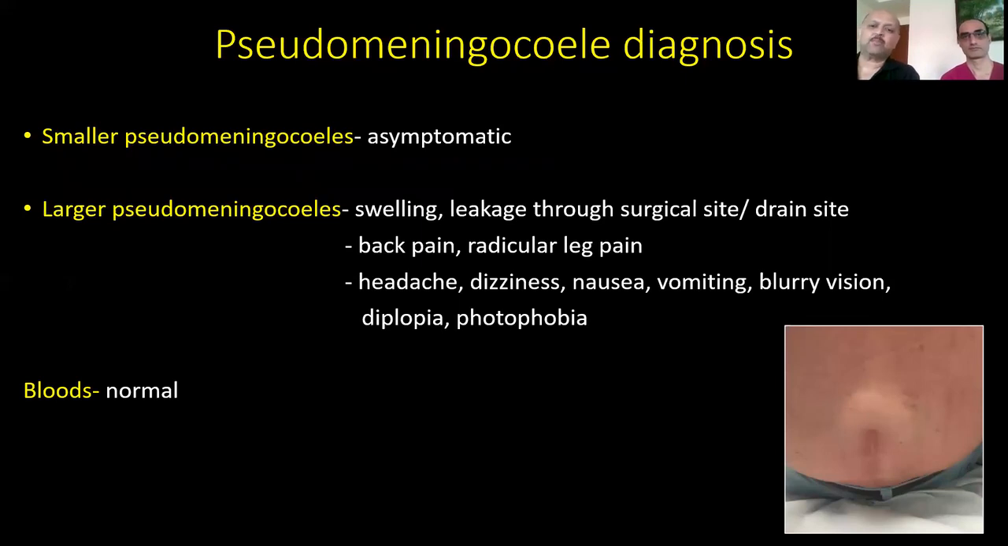The diagnosis of a pseudomeningocele again rests upon a clinical picture and the imaging. Smaller pseudomeningoceles are asymptomatic. Larger pseudomeningoceles may appear as swellings. There may be leakage to the surgical site or the drain site causing a CSF fistula. Patients are usually asymptomatic, but a very large swelling can cause pressure symptoms resulting in back pain, radicular leg pain, or symptoms because of coning, which include headache, dizziness, nausea, vomiting, blurry vision, diplopia, and photophobia. The blood picture is essentially normal.